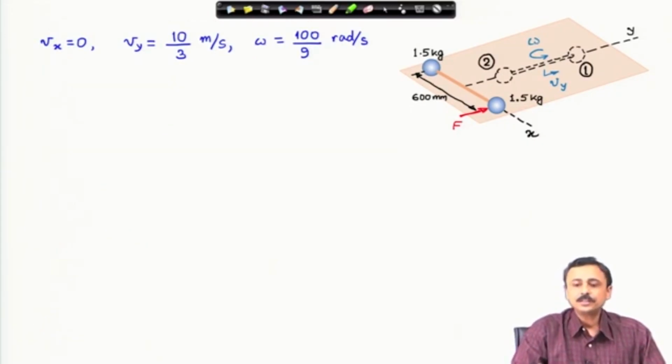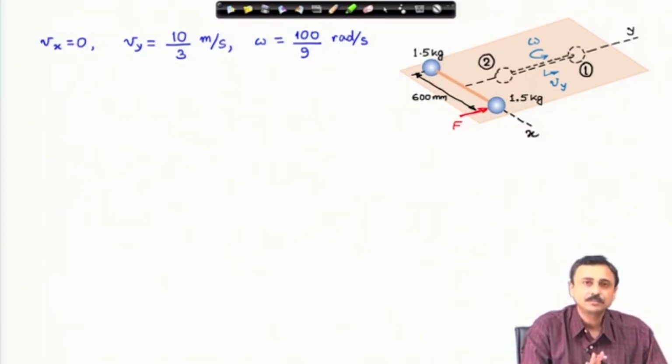Now, as it changes its orientation, it has got a linear velocity as I have indicated here. The center of mass has velocity V x 0, V y 10 by 3 meter per second. Therefore, the center of mass is moving along the y axis, and it has got an angular velocity of 100 by 9 radian per second. Therefore, it is rotating, it is changing its orientation, and these two were obtained from the governing equations which follow from the generalized Newton's second law and the equation governing the change of angular momentum.